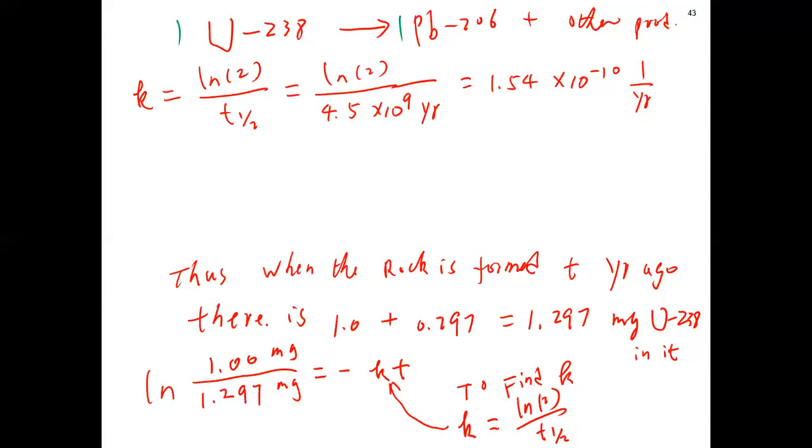So now we can use our number for k. So we will use 1.00 divided by 1.297 equals negative 1.54 times 10 to the negative 10, 1 over year, times t. So obviously you take this number, divide, and you will get what t is.